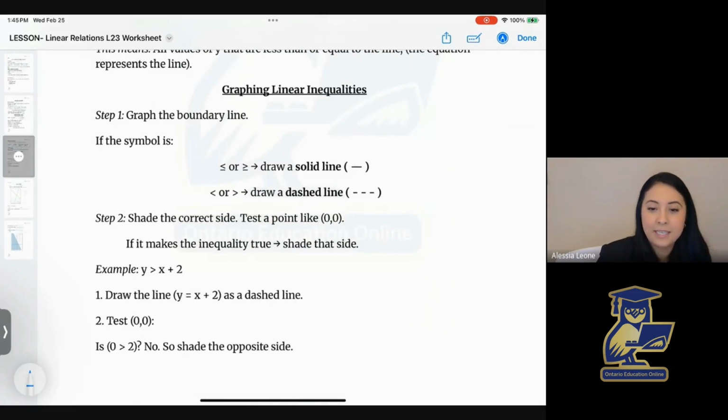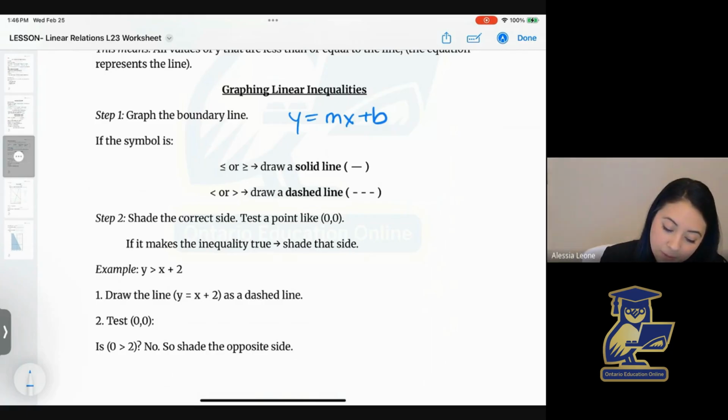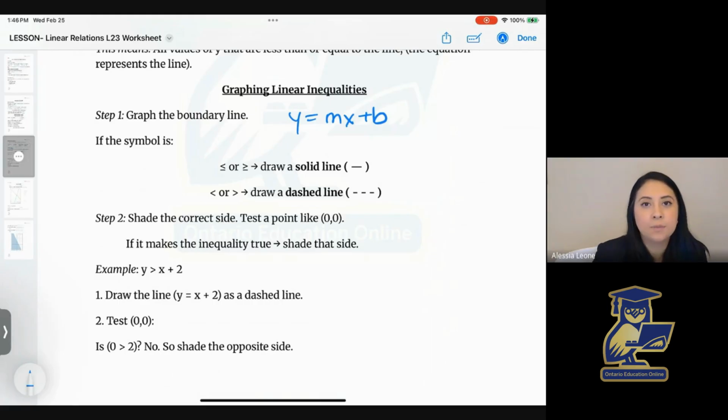When we graph these linear equations, there's certain rules we have to follow, and there's always 4 steps. Step number 1, you always graph your boundary line. You always graph what would be the equation of a line. And that boundary line is always in this format, y equals mx plus b. If the symbol is the greater than, less than with the equal sign, the line will be drawn as a solid line. If the symbol is greater than, less than with no equal to, it's drawn as a dashed line. That is simply just a rule we have to follow.